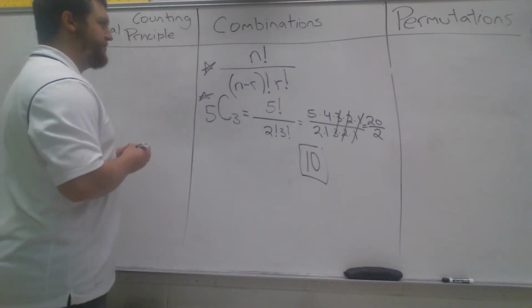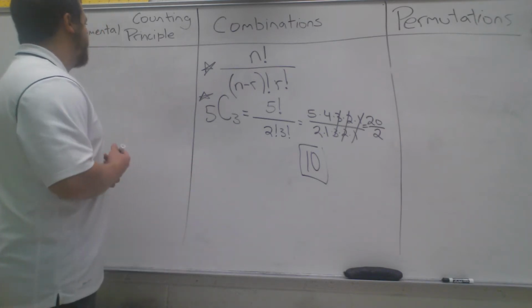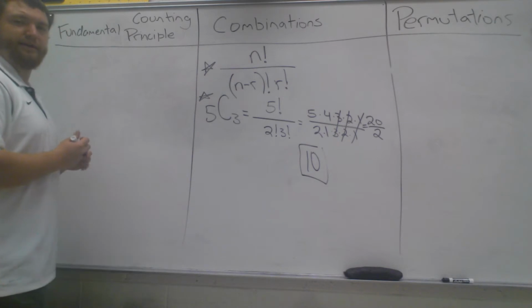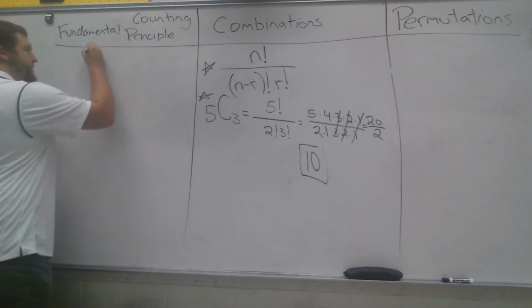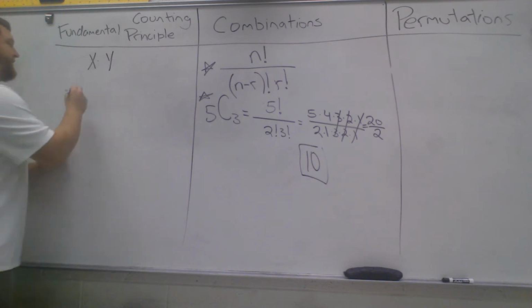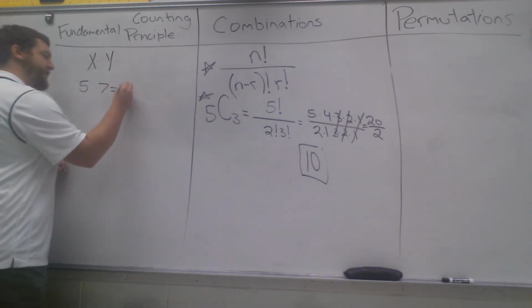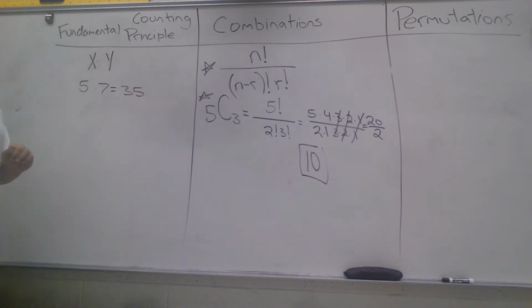And now we're going to talk about the fundamental counting principle, which I kind of already did. So the formula is x times y. I'm just going to put this up here too. It's x times y. So if you had, like we said, 5 cars, 7 colors, you just multiply it and you get 35. Okay. And I'm erasing.